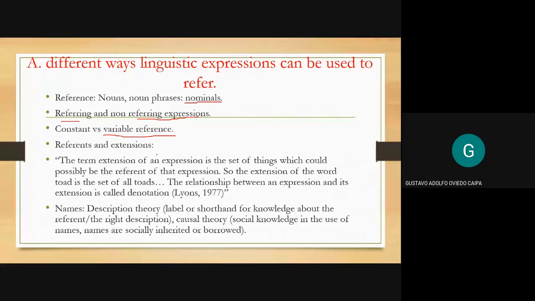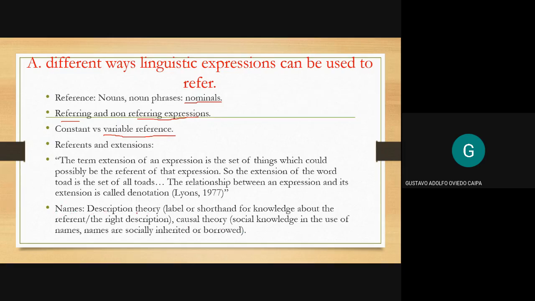All right. So moving on, we say that the extension of an expression is the set of things which could possibly be the referent of that expression. And on this part is where I did the drawing of the toads, right? I said that if I say toads, the word toad is going to connect by denotation to all the elements in the world that can be denominated as toads. That's basically what it is. Here is where we stopped in the class. We didn't move on any further, which is names.